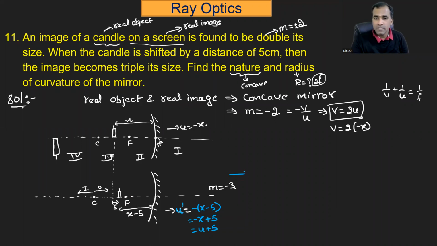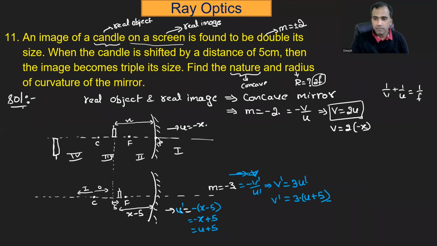Okay. Now in this case, what is the relation? m is equal to minus 3, which means minus v by u is minus 3. This implies v, sorry, v dash, let me call it v dash, because v and u we have already used. So v dash by u dash, so v dash is equal to 3 times u dash. And what is u dash? u plus 5. Correct? So v dash is 3 into u plus 5.